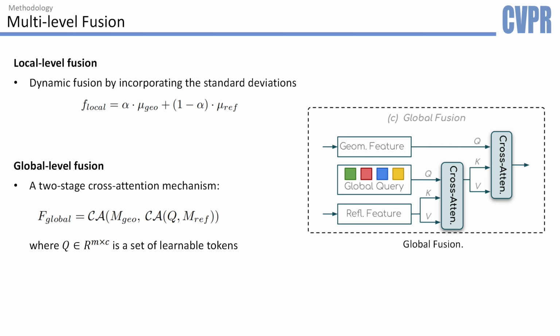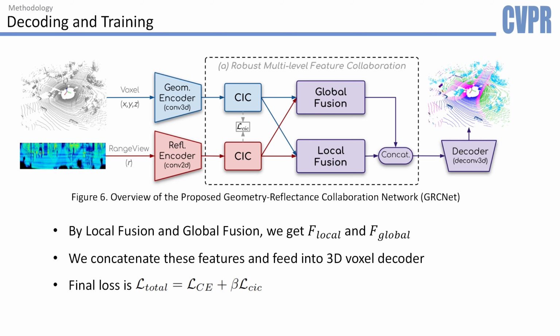For feature fusion, locally, we fuse the features dynamically based on their uncertainty. More reliable features are weighted higher. Globally, the most direct way is to use the cross-attention between the two features, but this calculation is expensive and the GPU memory occupies high. We use a two-stage cross-attention mechanism with learnable tokens as bridge, to model interactions efficiently without heavy memory overhead and expensive calculations. Finally, we concatenate the locally and globally fused features, decode them using a 3D voxel decoder, and apply standard segmentation loss combined with CIC loss during training.